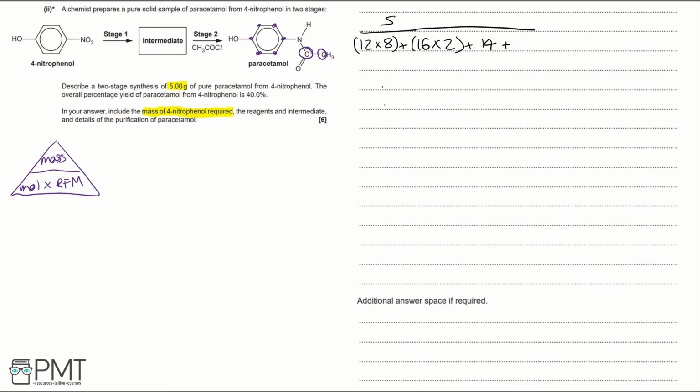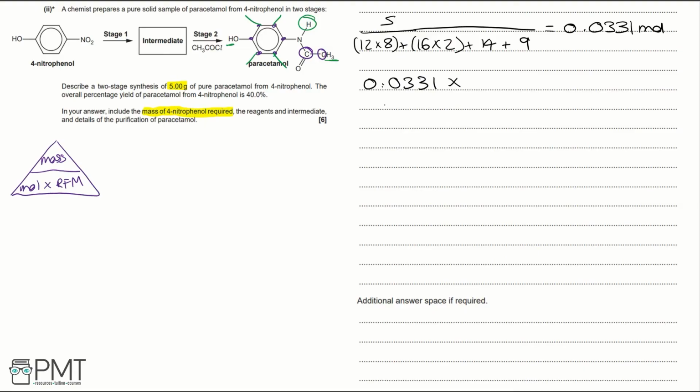But if we start on the benzene ring of paracetamol, we have 1, 2, 3, 4, 5 with the 1 in the OH, 6, and then plus 3, which is 9. And that means that our relative formula mass is 151. So 5 divided by 151 is equal to 0.0331 moles.